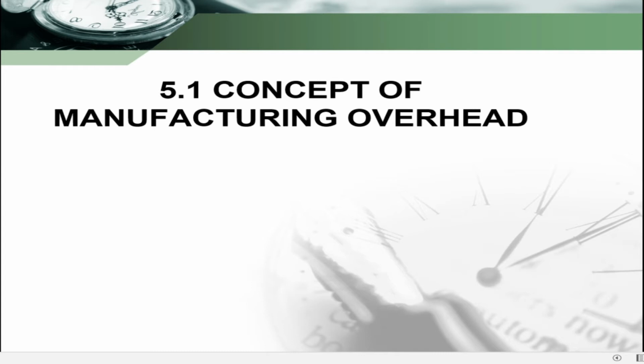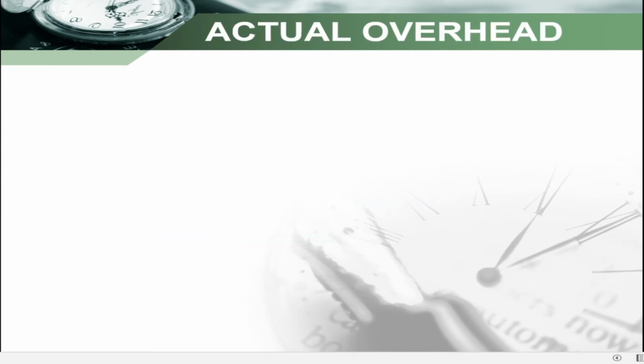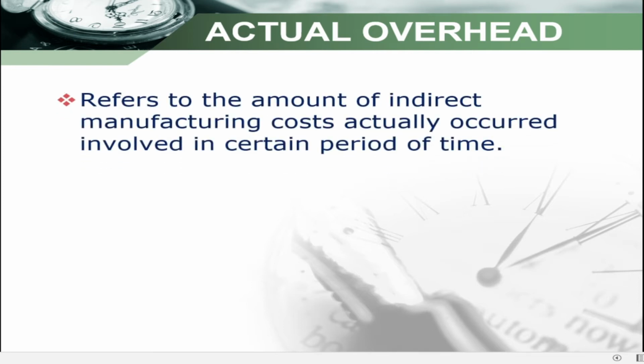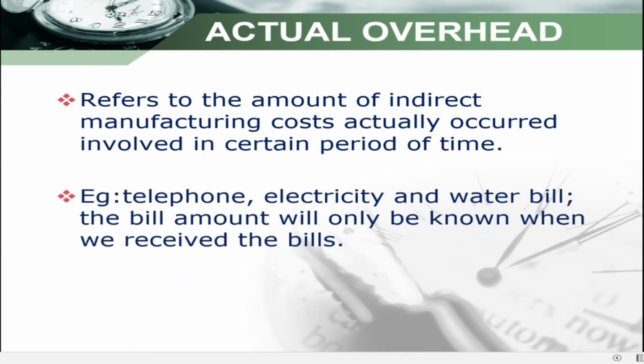Concept of manufacturing overhead. The concept of actual overhead, estimation overhead, and applied overhead. Actual overhead refers to the amount of indirect manufacturing costs actually incurred in a certain period of time. Examples: telephone, electricity, and water bill. The bill amount will only be known when we receive the bill.